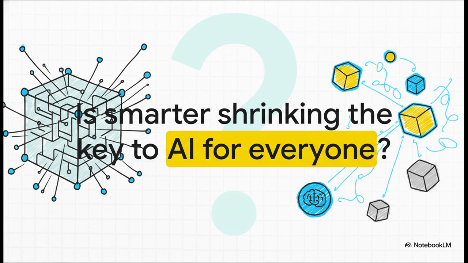For so long, the race in AI has been about making models bigger and bigger, assuming bigger meant smarter. But maybe, just maybe, the real breakthrough, the key that unlocks AI's true potential for all of us, isn't about making them bigger at all. Maybe it's about finally figuring out how to make them brilliantly small.